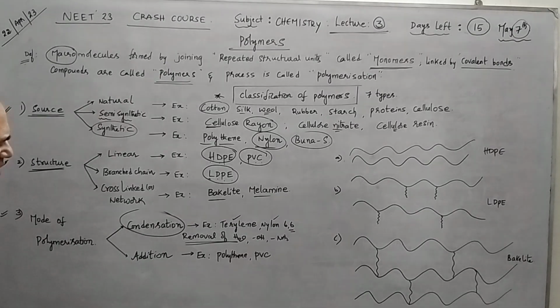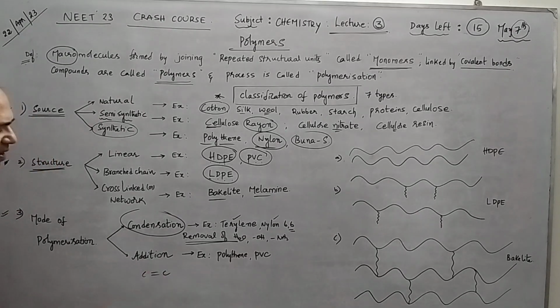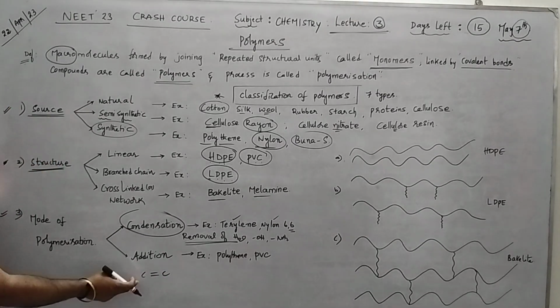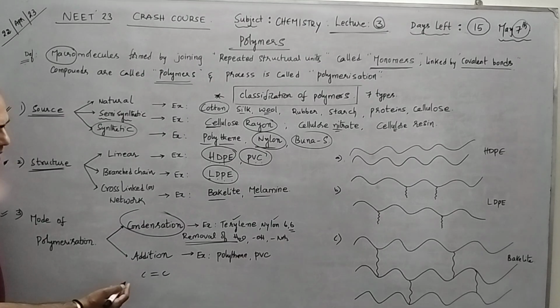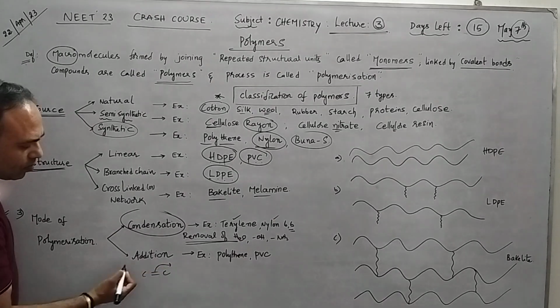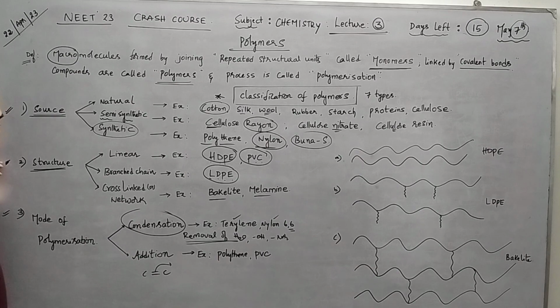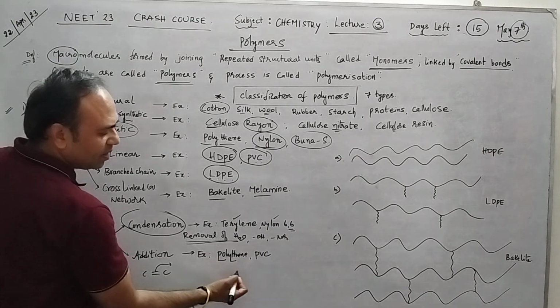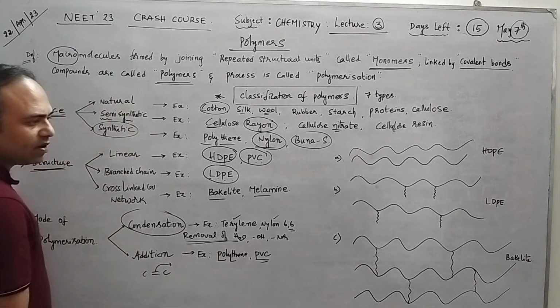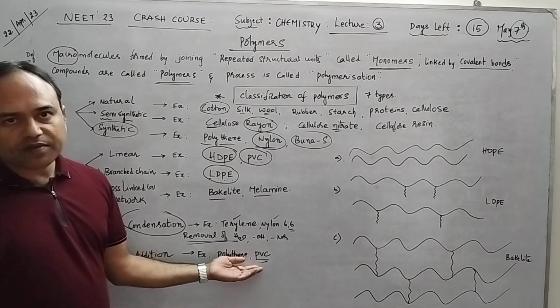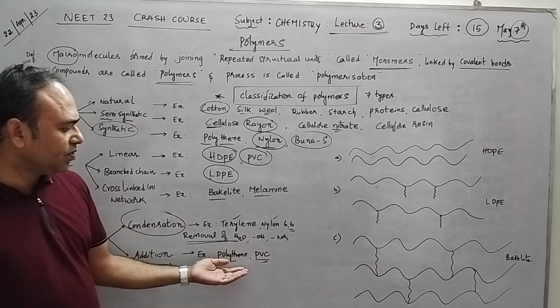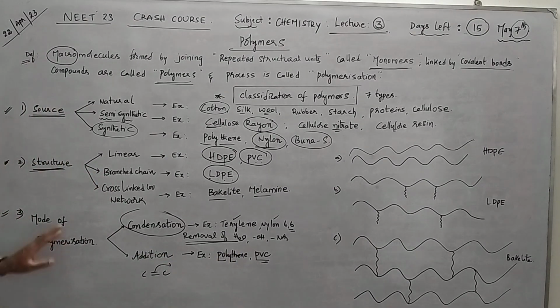But addition generally involves unsaturation, a double bond. Here we don't remove any molecules, we just move the pi bond to the adjacent position. Example, polyethylene and again polyvinyl chloride. So we know what the vinyl functional group is, and depending on that we will discuss. So in this we have first taken 3 types of classification. Now let's write the remaining 4.